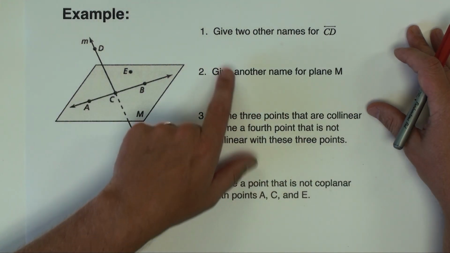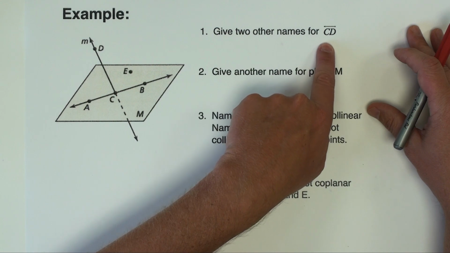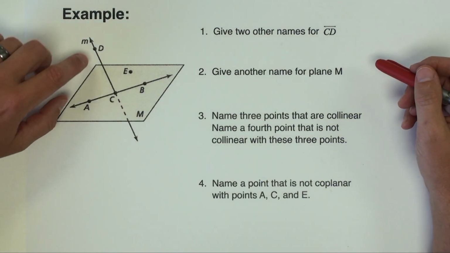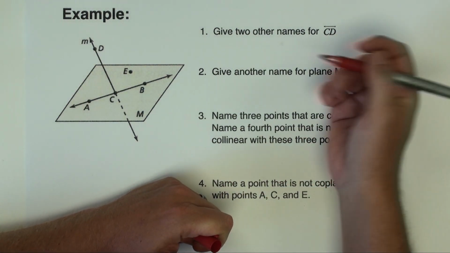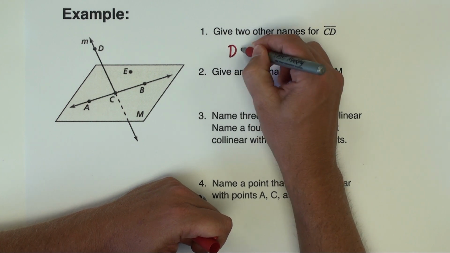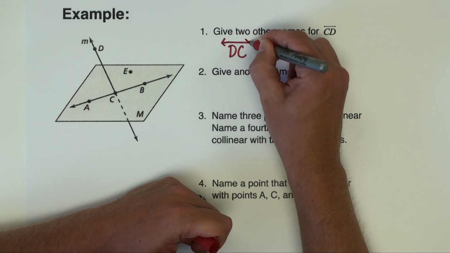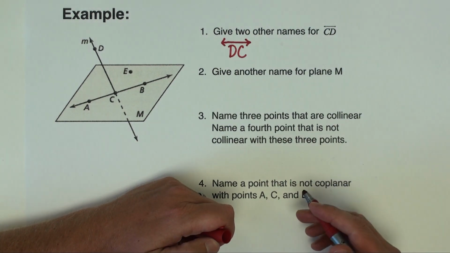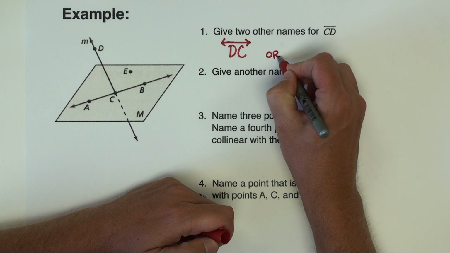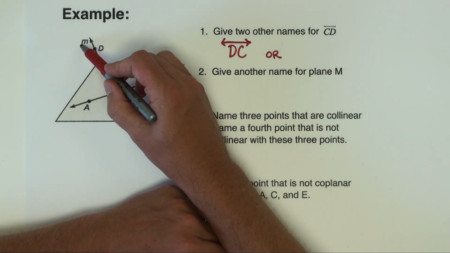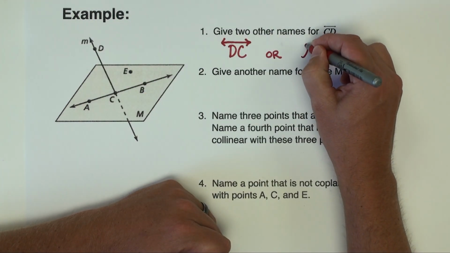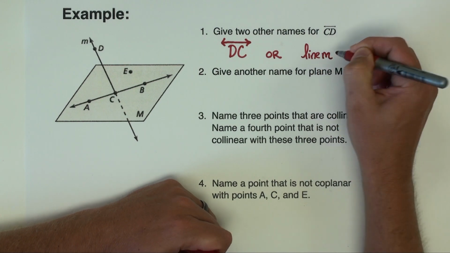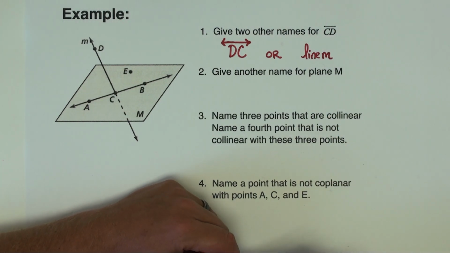Okay, so our first question here, give 2 other names for line CD. Line CD is this one right here. So one way that I could name it is I could simply just take the letters CD and change the order of them to DC. I could just flip those letters. The other way that I could do this is I could use this letter M, which is out on the end of the line. It's not a point, but I could use that to name it. I could call this line M. Okay, so those are the only 2 other ways based on the information on that picture that we can name that line.